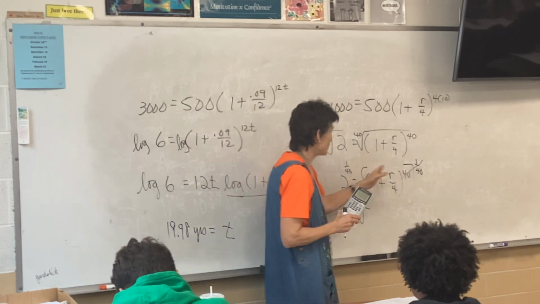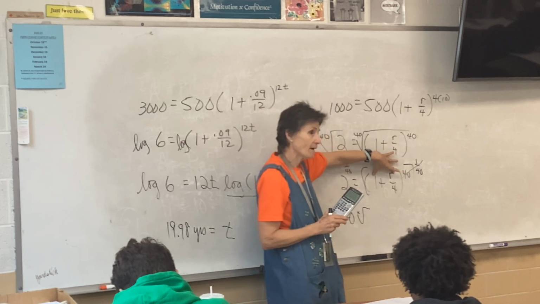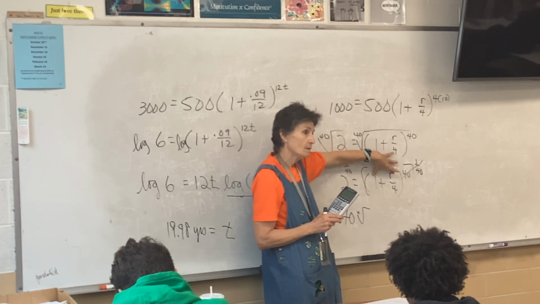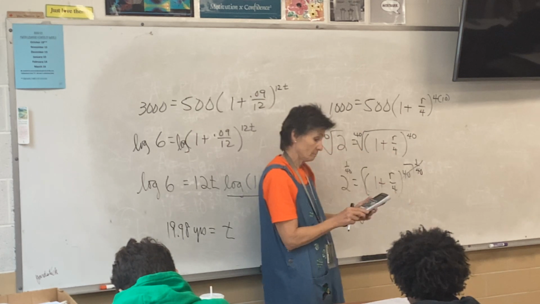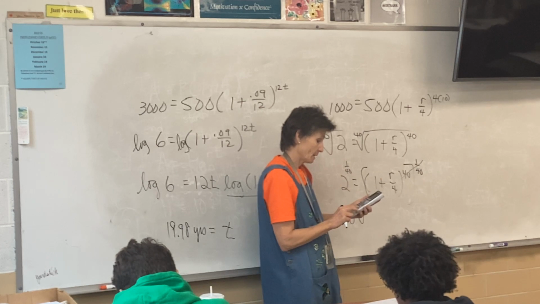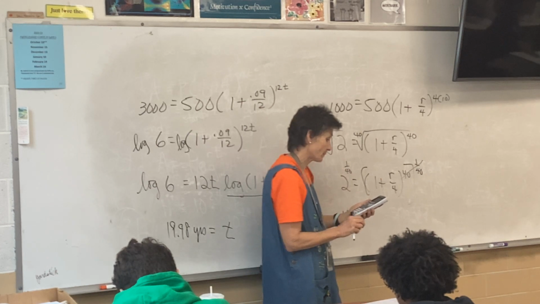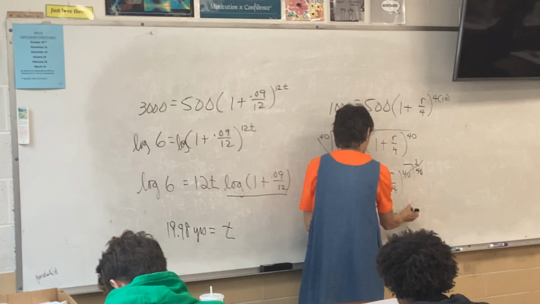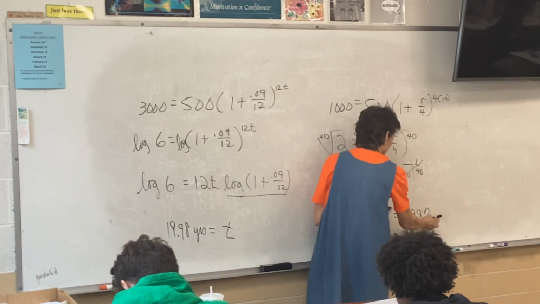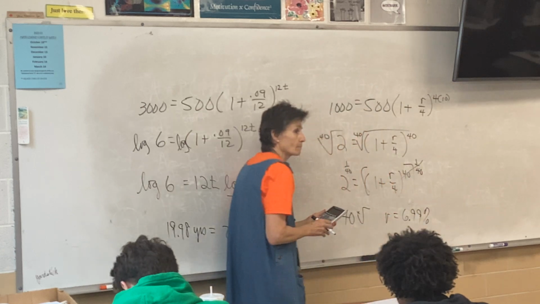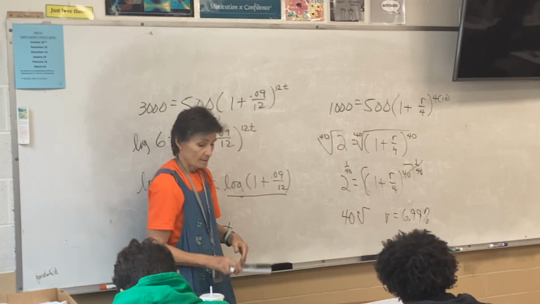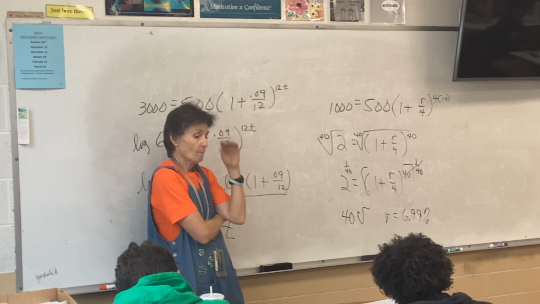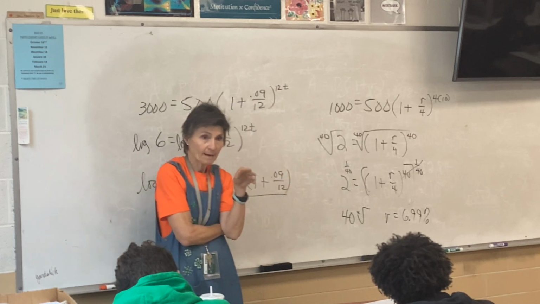So once we do that, then this is all we have left. So we subtract 1 and times by 4. And your interest rate looks like it's 6.99%. Now, first of all, make sure everybody got that. Everybody get that?